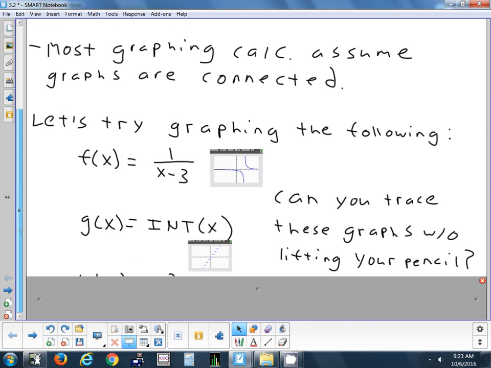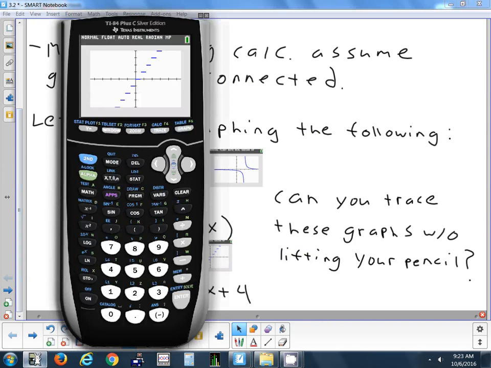And the last one, x squared minus 2x plus 4. This one's a little different than the other ones, and you'll see what I mean. I'm going to have to zoom out. Let's just go zoom 6.